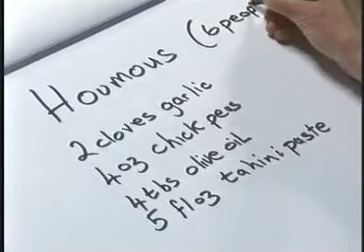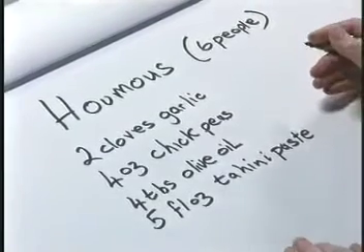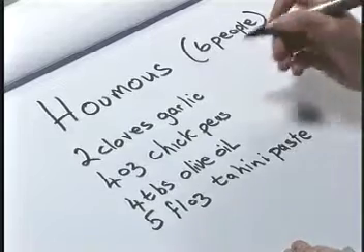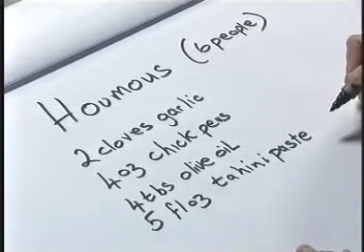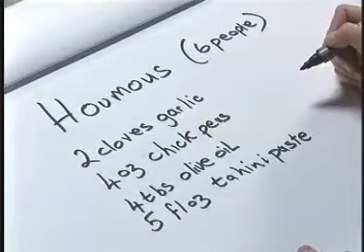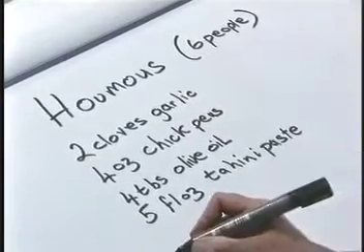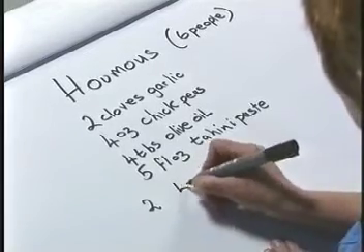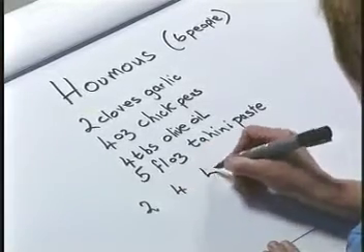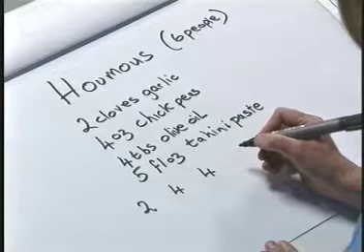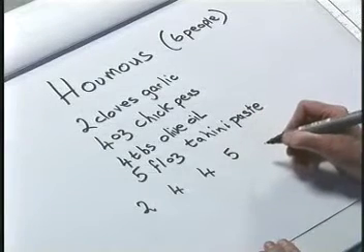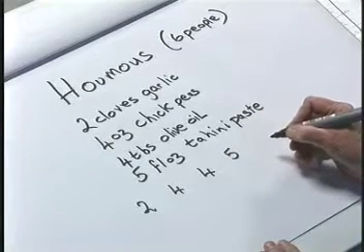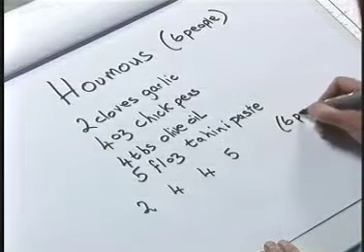Now, when you combine these ingredients together, that's enough for 6 people. But what if I want to make hummus for 9 people? What amounts do I have of these 4 ingredients to make it for 9 people? Well, we start off with what we've got and what we know. We've got 2 cloves of garlic with 4 ounces of chickpea, 4 tablespoonfuls of olive oil, and 5 fluid ounces of tahini paste. And that makes enough for 6 people.